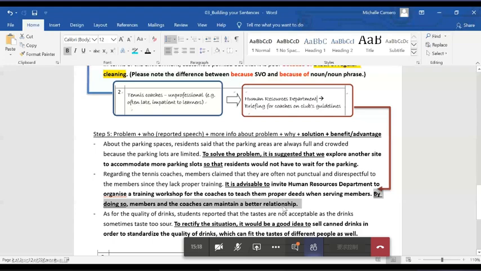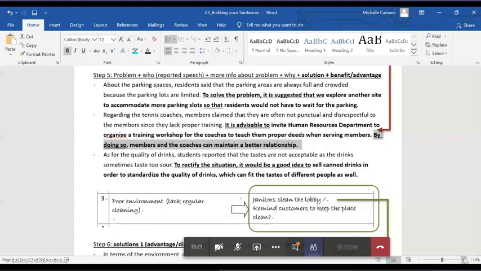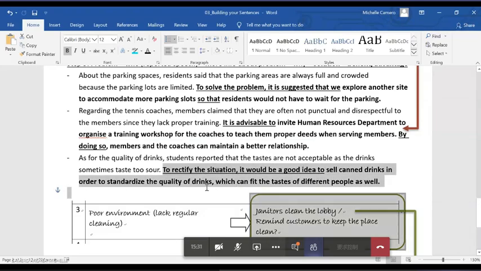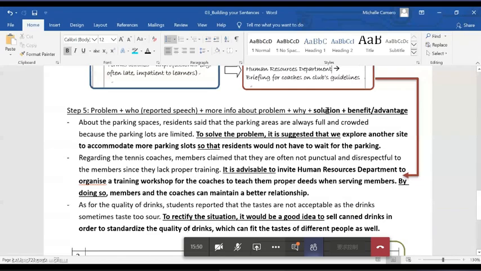All right. And then the next one. As for the quality of drinks, students reported that the tastes are not acceptable as the drinks sometimes taste too sour. Here's the solution to rectify the situation. It would be a good idea to sell canned drinks in order to standardize quality of drinks. Honestly, students, again, this really is kind of the advantage here. And now they're giving you more advantage, which can fit the taste of different people as well. Okay, so that's step 5. They've kind of put 2 steps together. The solution, and then you need to add the advantage and explain the advantage of the solution.